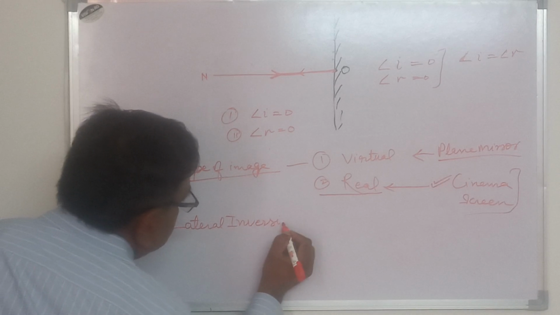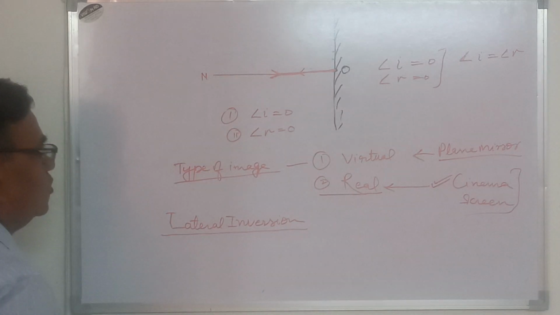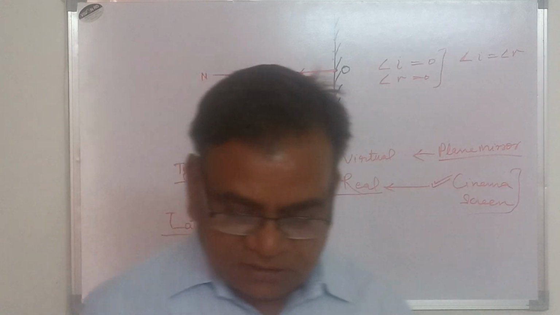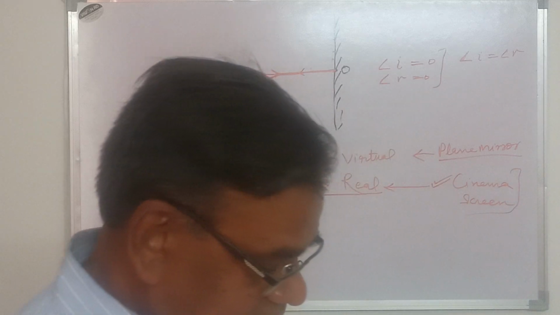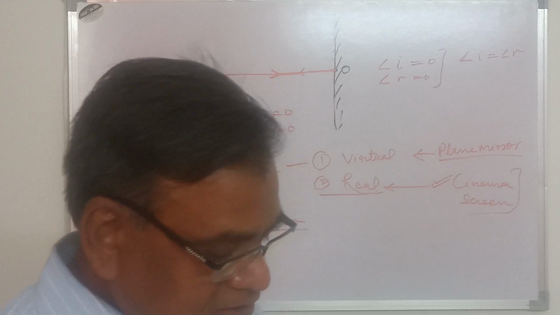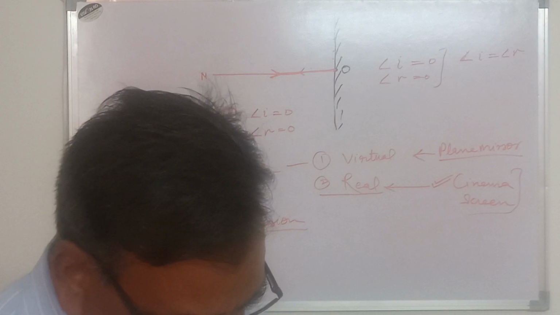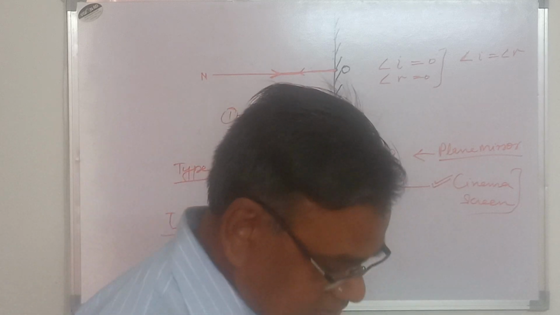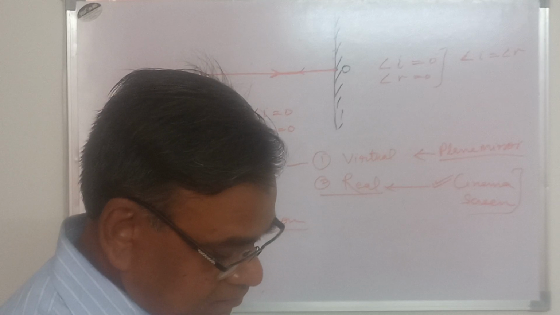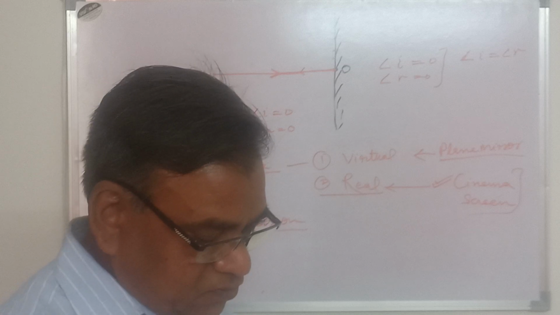जो डेफिनेशंस लेटरल इन्वर्जन की हमने बताया था, the definitions I told you of lateral inversion, it becomes very clear when you solve the question. If an object is placed at a distance of 10 centimeter in front of a plane mirror, how far would it be from its image?